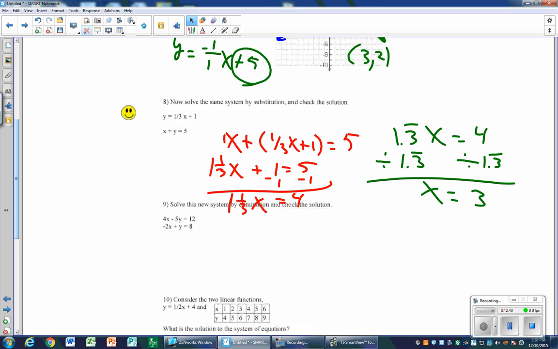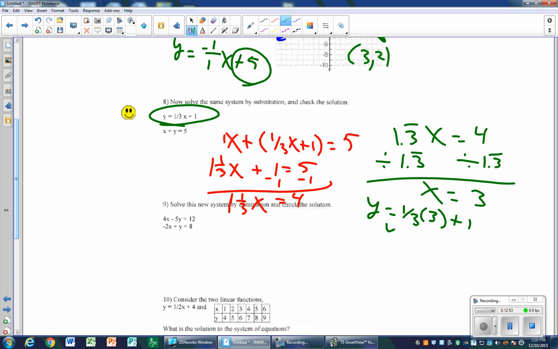Remember, that is the x value. Now, we have to find the y value. Take an equation like that one. Y equals 1/3 of 3 plus 1. If you don't know what 1/3 of 3 is, type it into your calculator. 1 plus 1 is 2. We have our answer, 2 and 3.